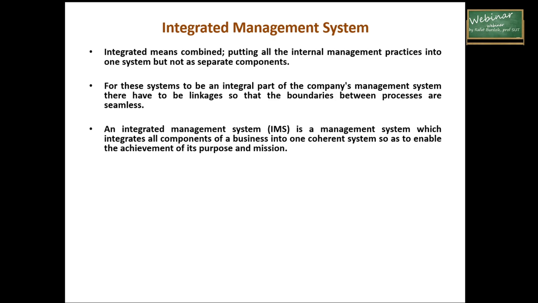An integrated management system is a management system which integrates all common components of a business into one coherent system so as to enable the achievement of its purpose and mission. So it's another important property of the management system, that we should integrate all components of the business into one coherent system, which is, we can say, the overall general management system of our company. But we have to remember the goals, purposes and missions of each subsystem, because we are not trying to cover one goal with another goal, or decide that the goal of this subsystem is less important than the goal of another subsystem. We have to try to deliver all goals and reach all purposes according to the mission of our business.